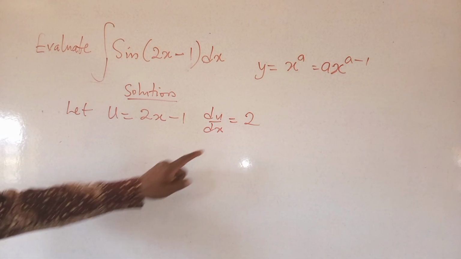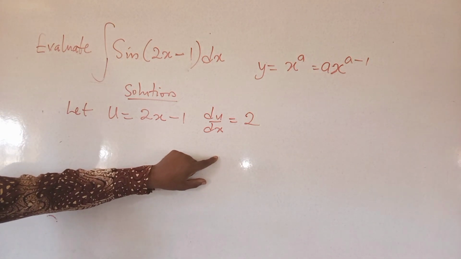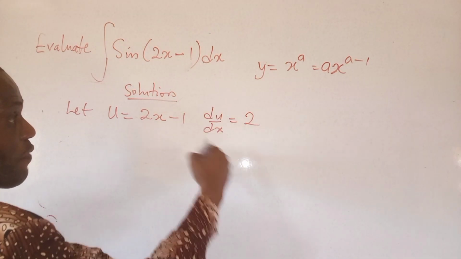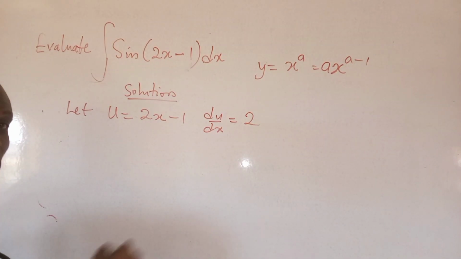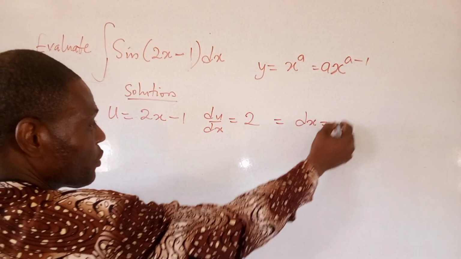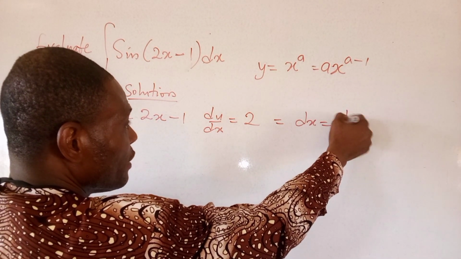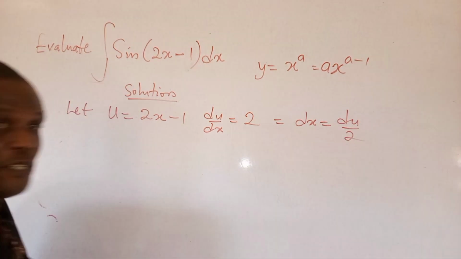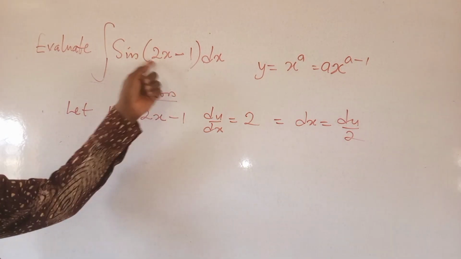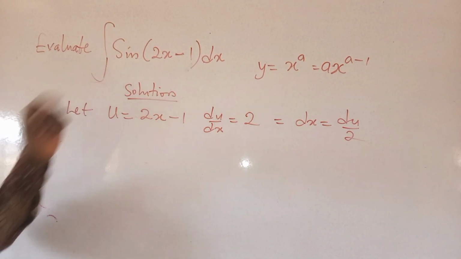So then I'm going to reverse this value using the change of subject formula. I'm going to have dx equals du over 2. Using that, we're going to substitute this value into the question itself.